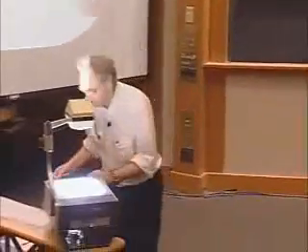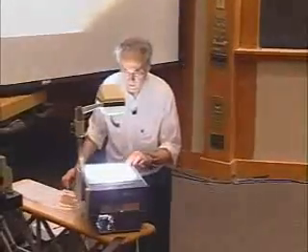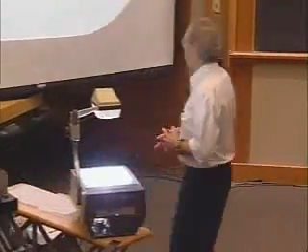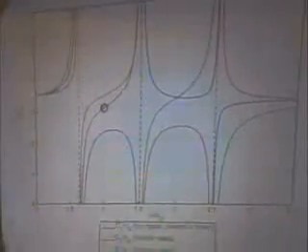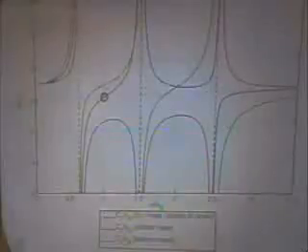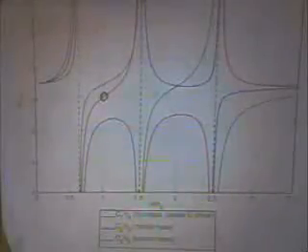So here it comes. There it is. Horizontally, we plot again omega divided by omega 0, where omega 0 is the square root of G over L, the resonance frequency of a single pendulum.